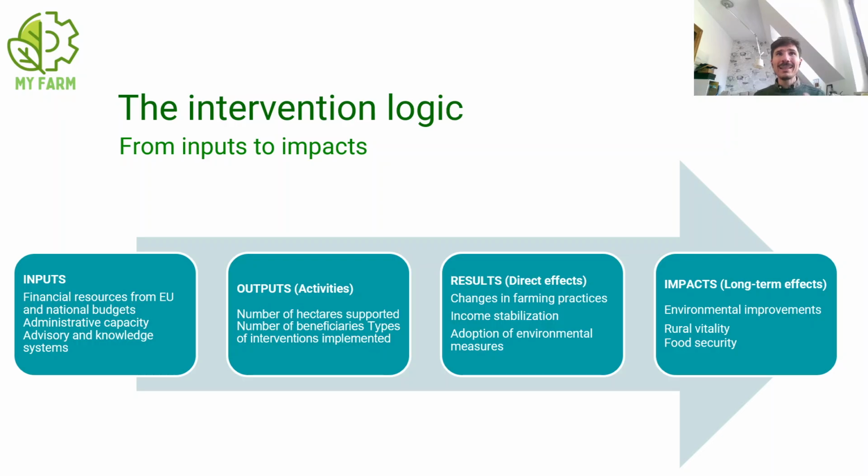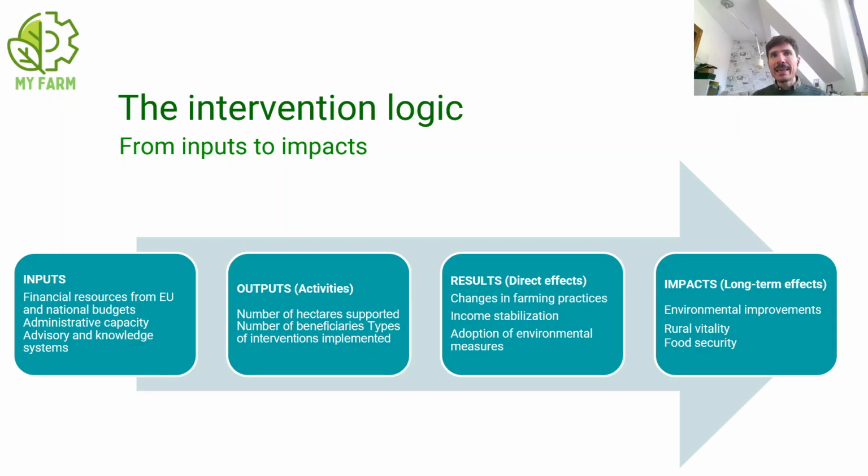So what is the intervention logic and the monitoring logic? There are some inputs that are financial resources from the EU and the co-financing from national budgets. And we have some outputs, that are the activities that have been put in place by farmers. For example, the number of hectares supported, the number of beneficiaries, the types of interventions implemented. All these elements are the outputs. So materially, what has been done.